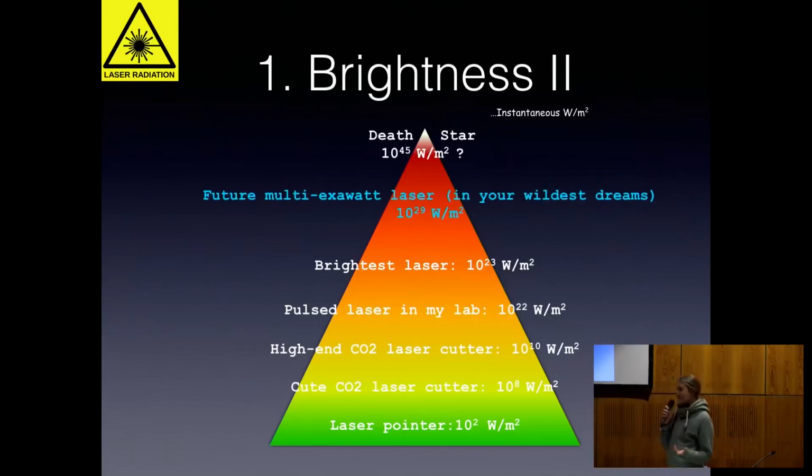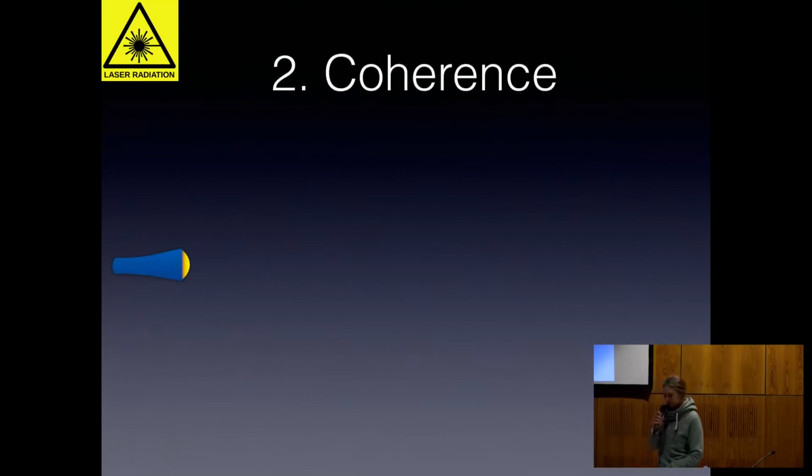And then for the crazy scientists, there are the future multi-exawatt lasers, which are in people's wildest dreams, and some people dream really far. That's about 10 to the 29 watts per square meter. They are so crazy that if you focus them in vacuum, they would allegedly be able to extract pairs of particles and antiparticles out of vacuum. This has not been proven. The experiment will have the last word. See you in 30 years. Okay, that's it for brightness.